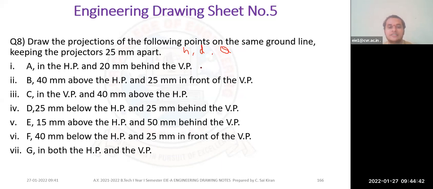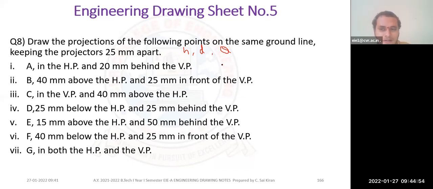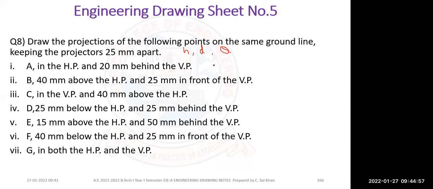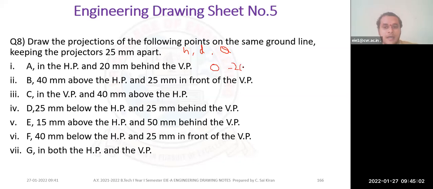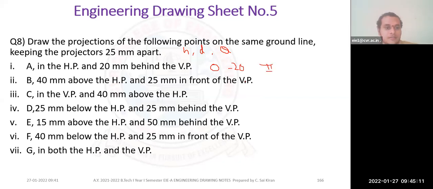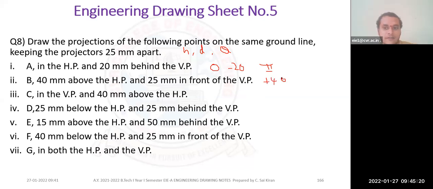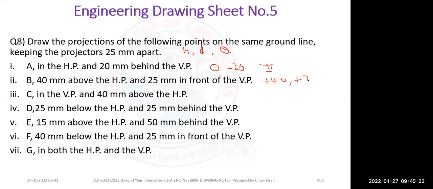Can anyone tell me what is the H value for letter A? 0, sir. H is 0. What is the D value? Minus 20. And what is the quadrant? Second quadrant, sir. And for B, what is the H value? Plus 40. What is the D value? Plus 25. Quadrant? First quadrant.